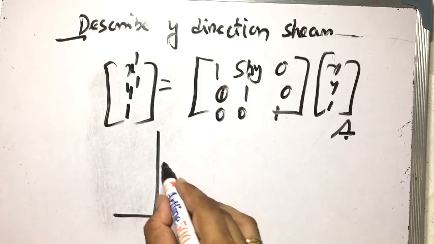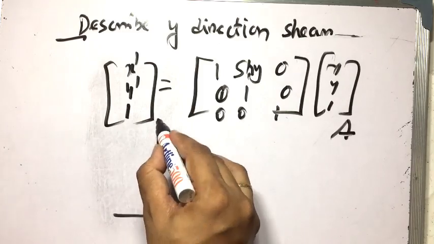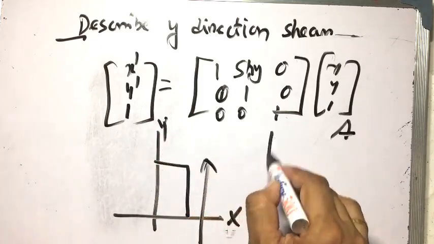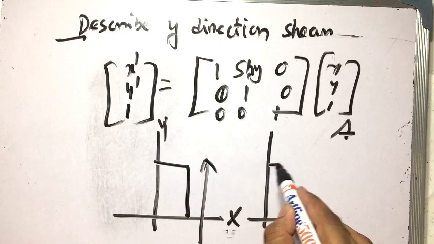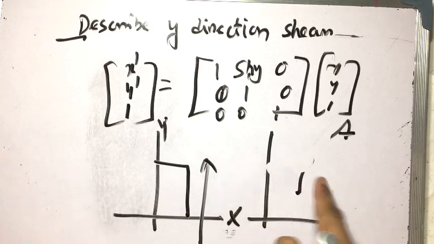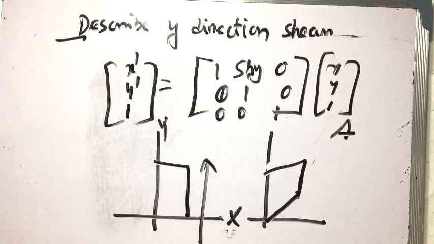Suppose this is the object. Now this is x direction, this is y, we are applying shear along y direction, so the object is like this, the transformed object. The object is converted this way after applying y direction shear.